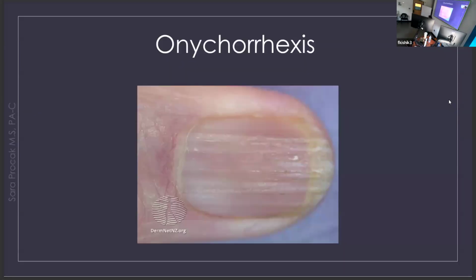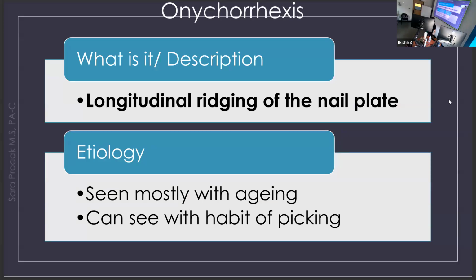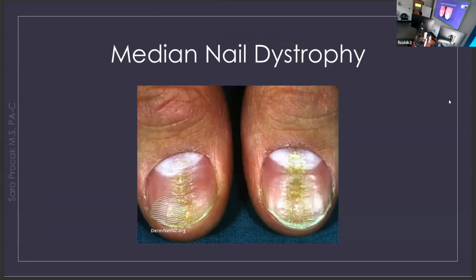All right. Onychorrhexis. So this is going to be longitudinal ridging down the nail plate. All right. Sometimes this just happens with age. Okay. And sometimes it happens because people pick. All right. That's what it looks like. And I don't have anything else to say about it. Okay. Moving on. Median nail dystrophy.